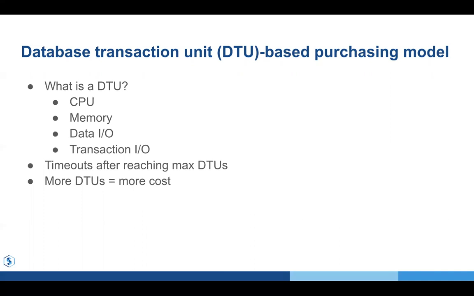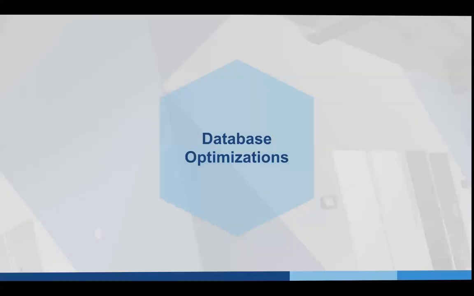It's not good for the clients. It's not good for us. We're delivering some software that is not optimized for the cloud. So in order to reduce costs, we will need to reduce the DTU consumption. And the first thing to do with that are database optimizations.